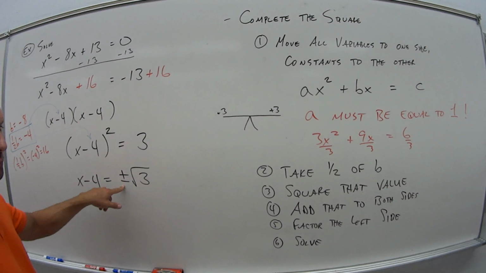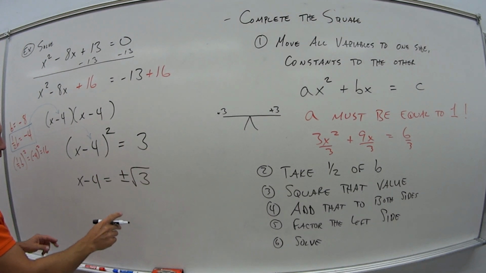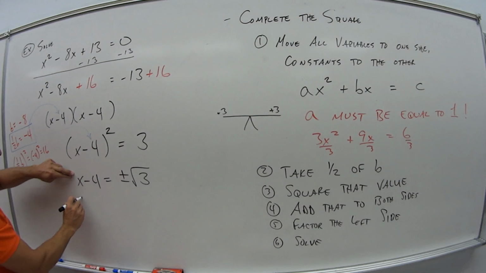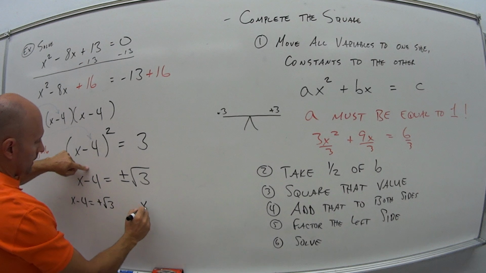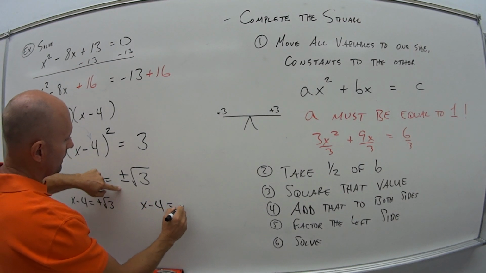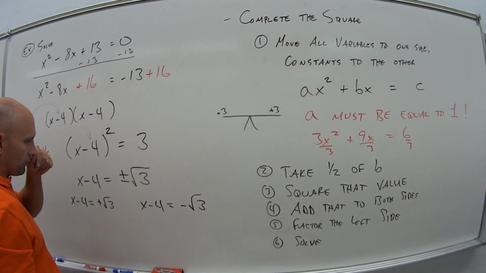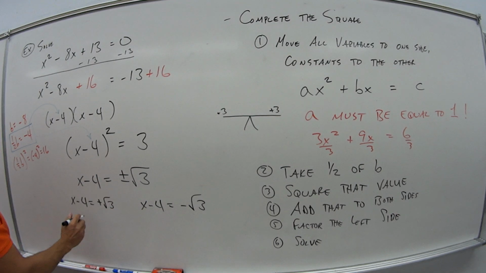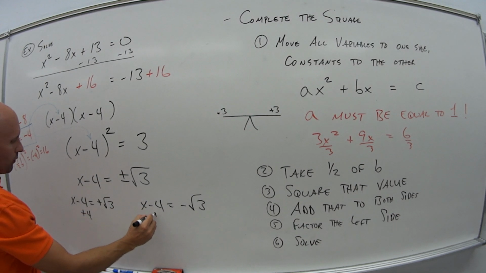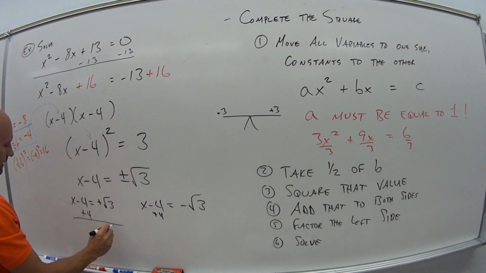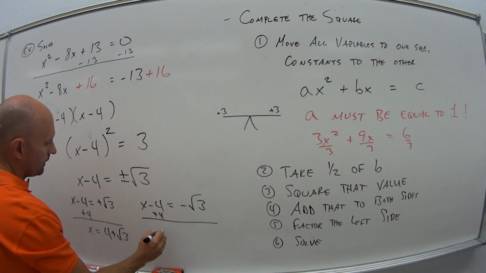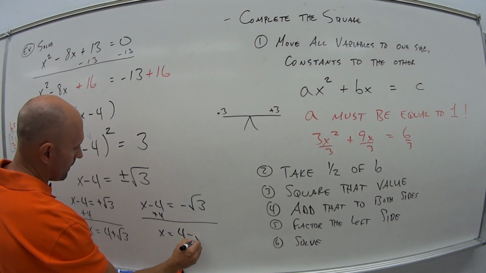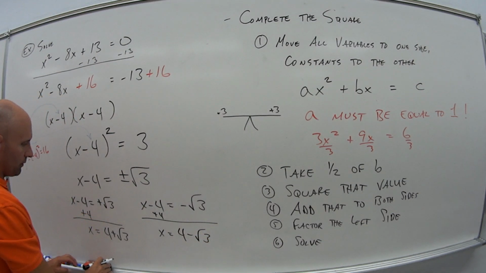So because I have this plus or minus, I actually have two equations. I have x minus 4 is plus square root of 3, and x minus 4 is negative square root of 3. So to get x by itself, I'm going to add 4 to both sides. So that gives me what? X is equal to 4 plus the square root of 3, and x is equal to 4 minus the square root of 3.